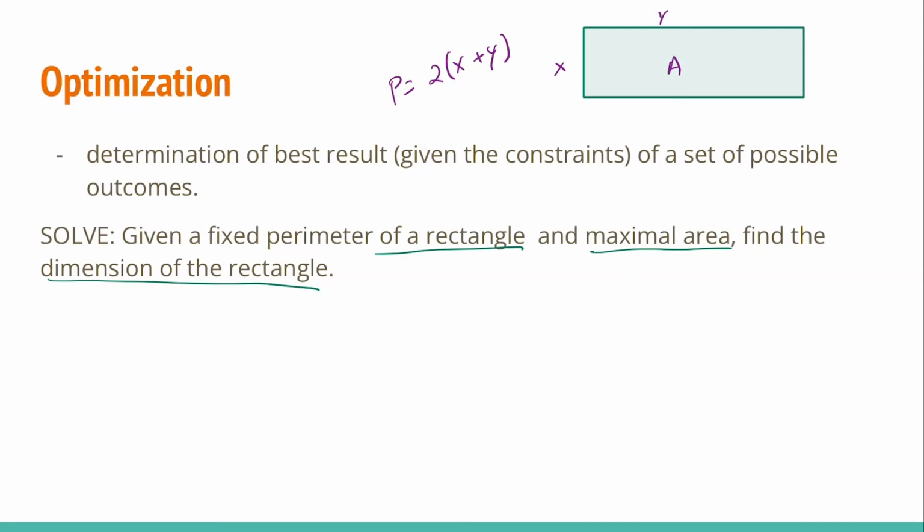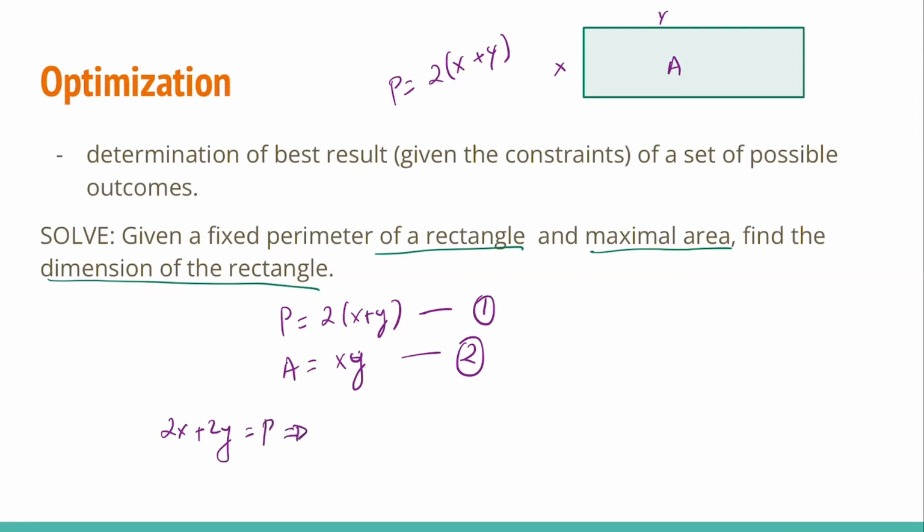So how can we do this? Well, we know perimeter is 2 times x plus y, and area is xy, right? Because area is length times breadth. So let's call it equations 1 and 2. So we can say 2x plus 2y equals p, right? It will give us 2y equals p minus 2x, and so we can say y equals p minus 2x over 2, which is the third equation.